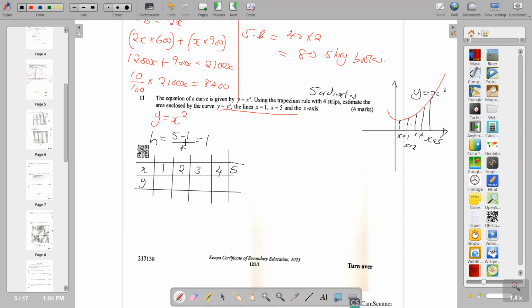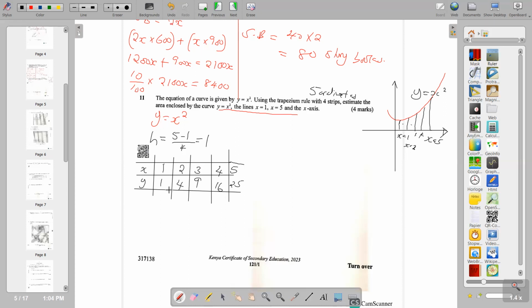So when x is equal to 1, the value of y is equal to 1. When x is equal to 2, we're going to have 2 squared, so this one will be 4. When x is equal to 3, this will be 9. When x is equal to 4, this one will be 16. And when x is equal to 5, this one will be 25.